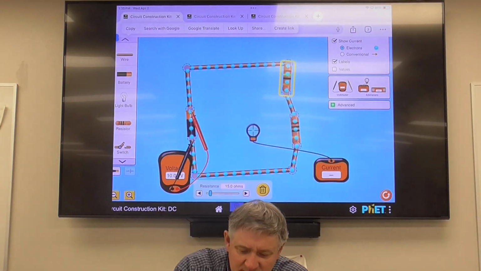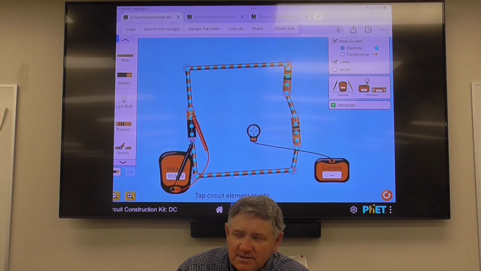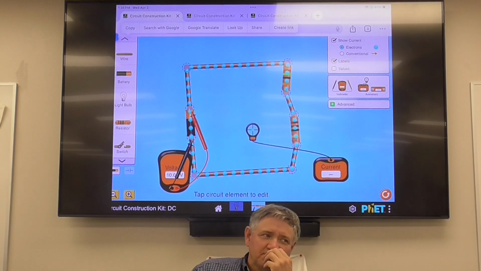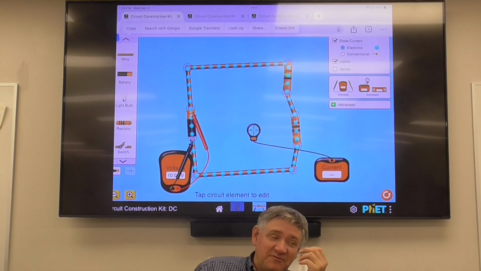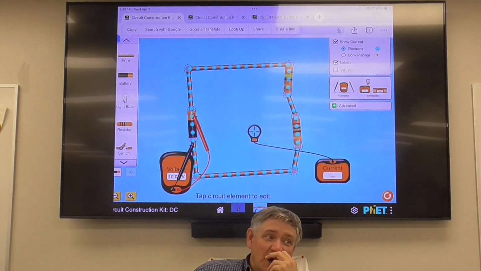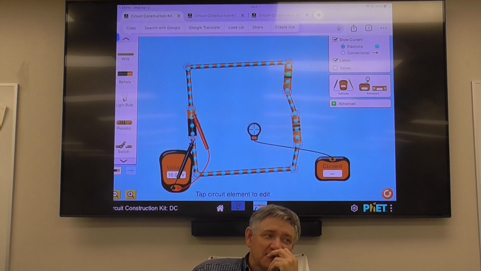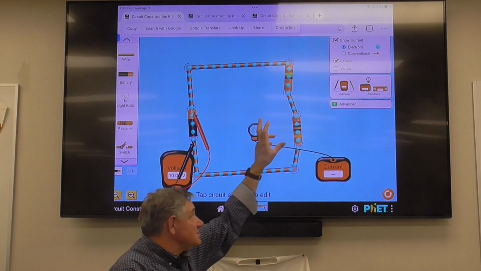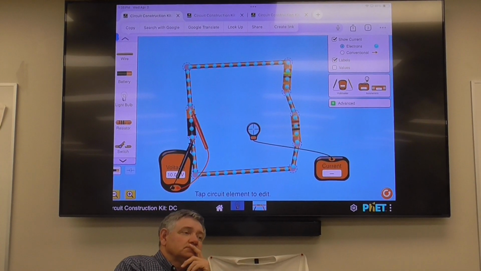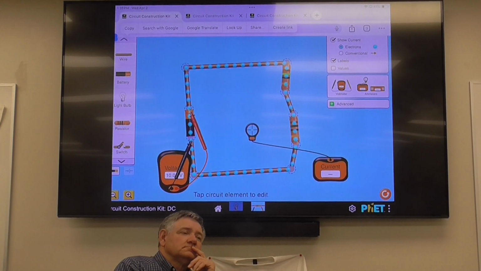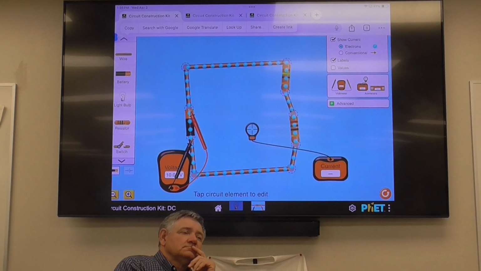So, is the voltage drop still going to be 5 and 5? No. Why? Because, wait, the voltage drops from where to where? Across each individual resistor. It's going to be different because your resistance is different, because of the 15 ohms.